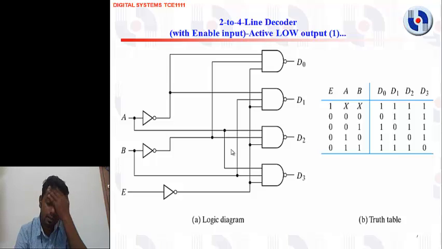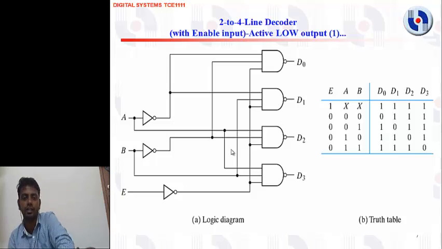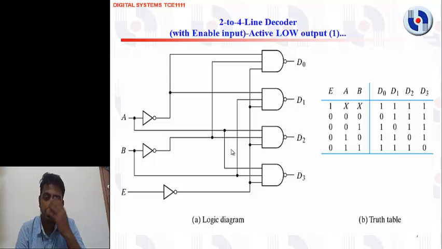This is the basic diagram of a 2 to 4 line decoder, in which A and B are the two inputs, and we are decoding it to a 4-bit output: D0, D1, D2 and D3. Here E is the enable input, which is provided to every AND gate and is used to enable the AND gate operations.